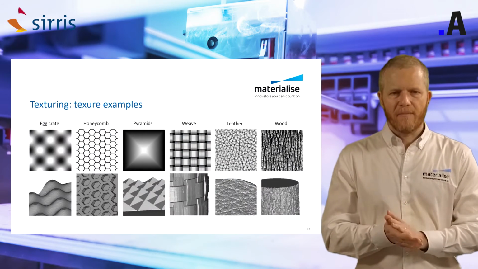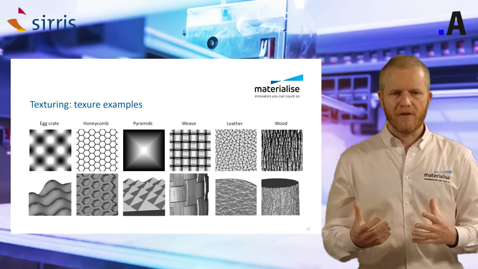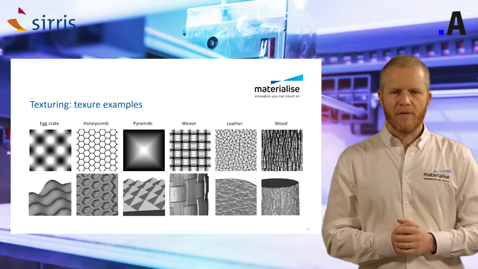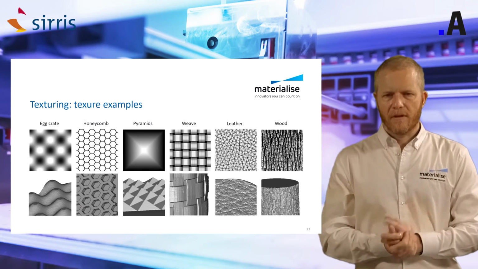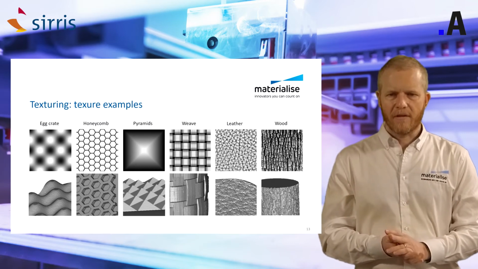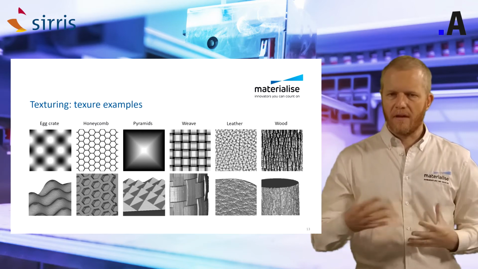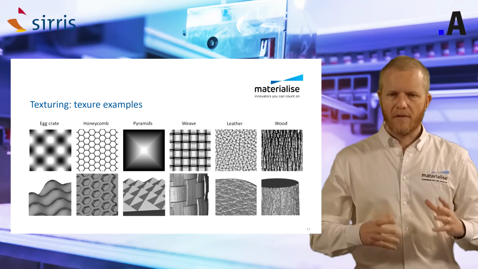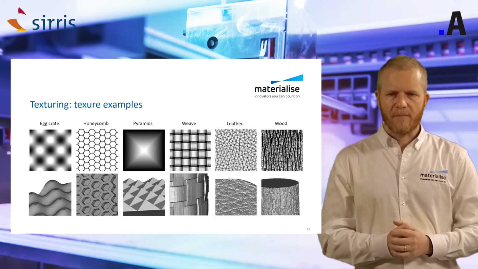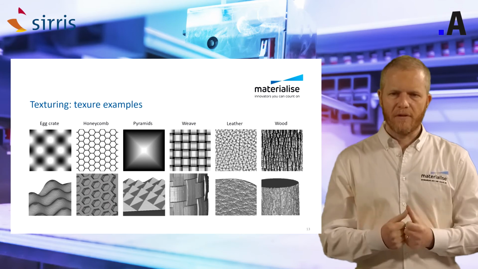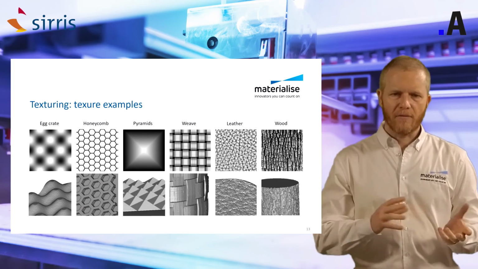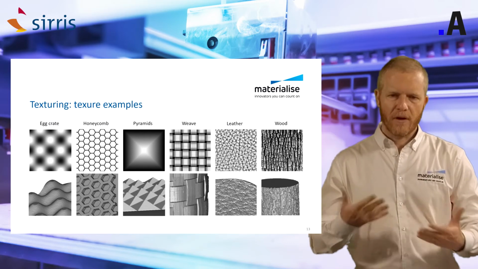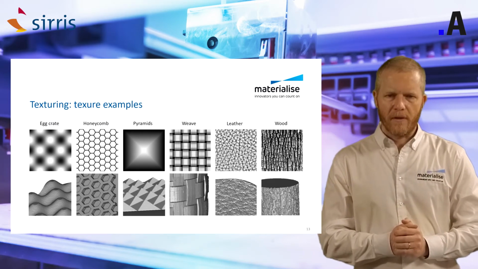So here we have some examples of grayscale image and the corresponding results in the 3D texture. So this gives you an idea of the possibilities. But as I said, you can use any grayscale image that you want, as long as you have seamless patterning and you have also a good definition of the black and white. So you can have gray colors, but if you have too much gray, your texture will not be well defined.